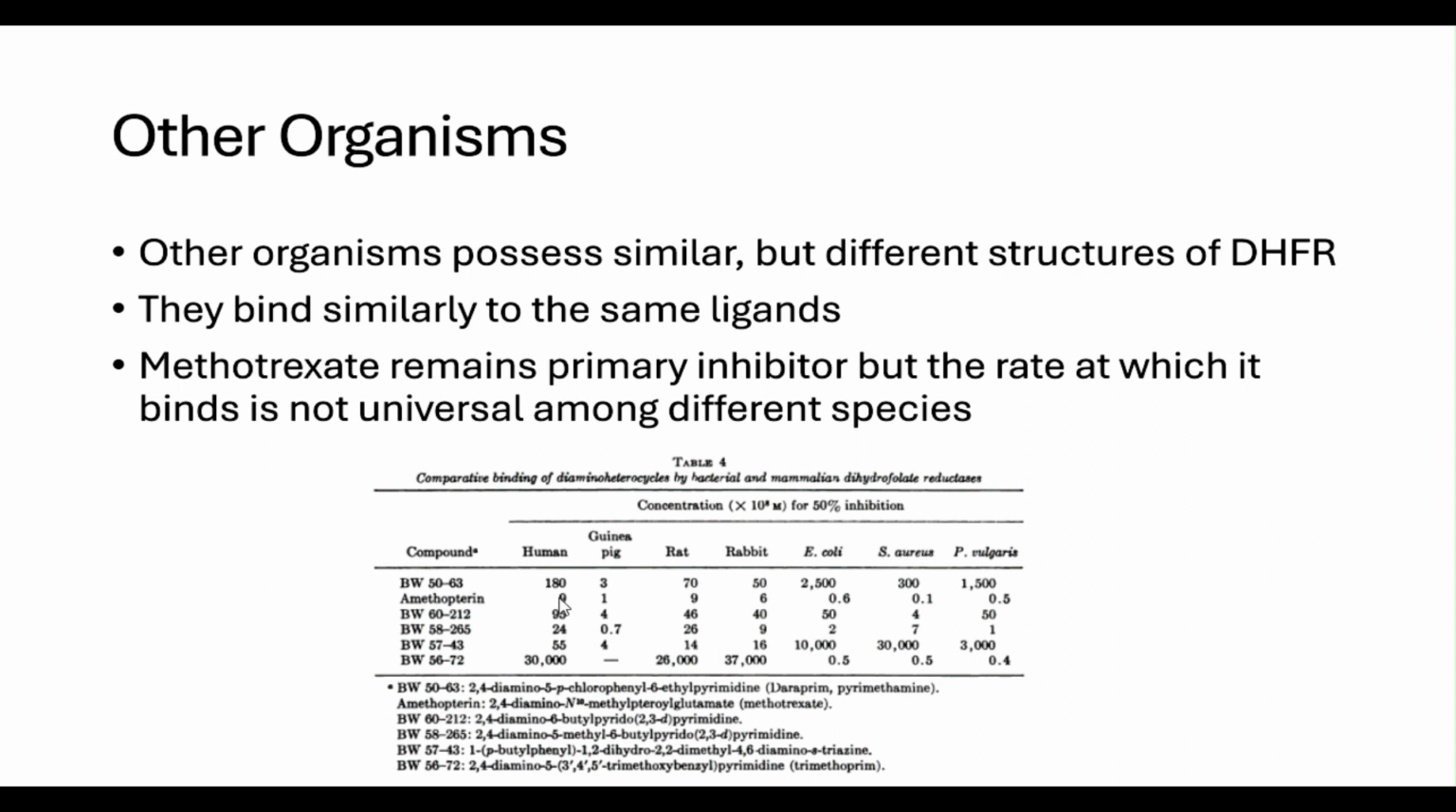If you look throughout most of these species, it requires the least amount to reduce it to 50%. Besides guinea pigs, this BW58265 actually needs the least. But again, it's similar, but these different species do react differently to different inhibitors, or their DHFR reacts differently to different inhibitors. So that suggests that its structure is slightly different, and how it responds to these is different as well.